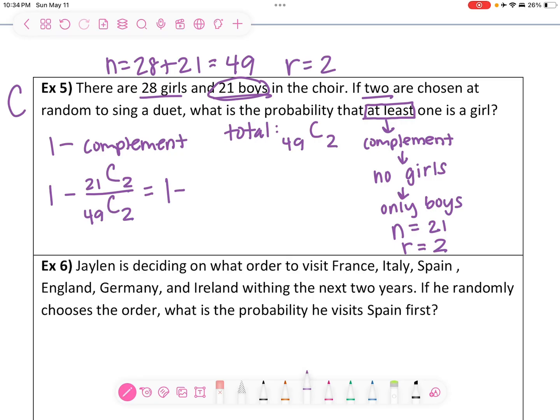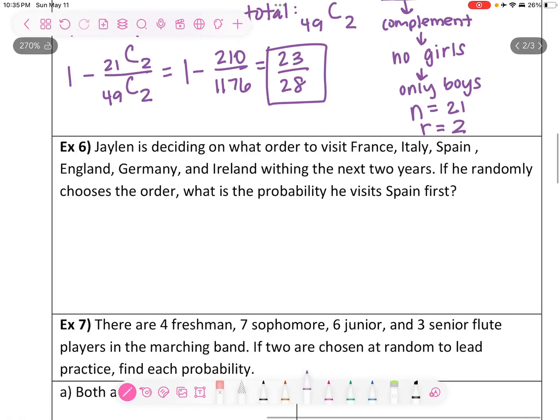So we can do 1 minus 21C2, which is 210, over 49C2, which is 1176. You can either type this straight into a calculator, or you can do 1176 over 1176, and then subtract 210 and simplify from there. No matter how you do it, you're going to end up with 23 over 28 eventually. And there's our simplified answer.